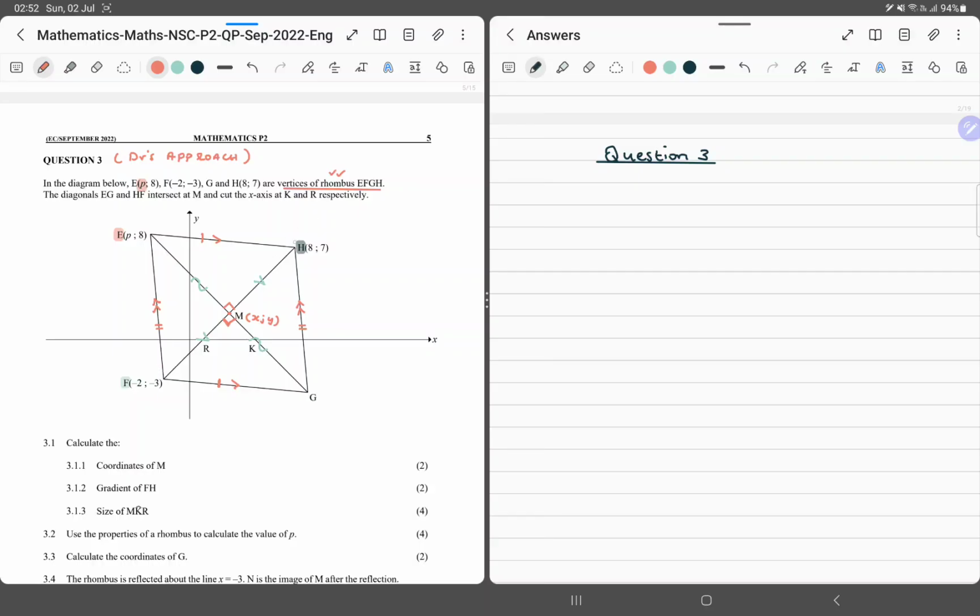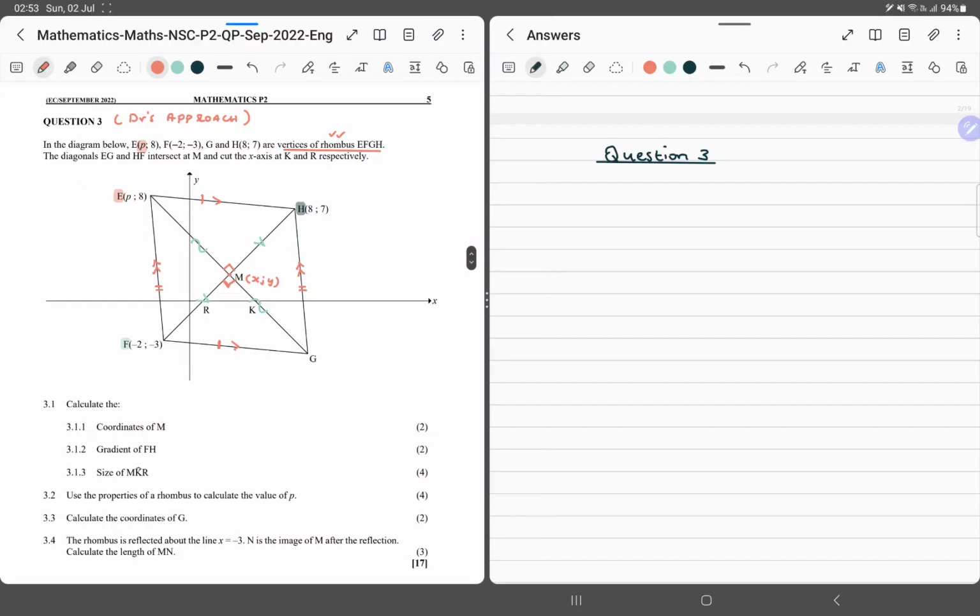Okay, and then since the gradient of that line is a perpendicular gradient to the line EMG, we can use that property to work out the value of P. Okay, that's cool. And once we know the value of P, we can use M and E to find the coordinates of G. Once we've got the coordinates of G, we can easily work out the gradient of that line and its equation. Okay, so now that we know what to do, we just want to start solving.